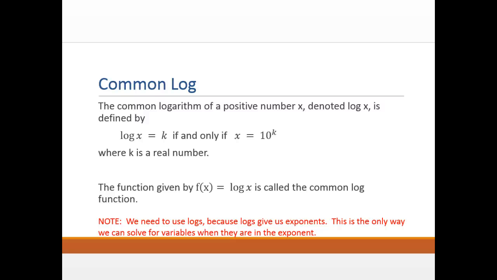We're going to first start by defining what a common log is. The common log of a positive number x, denoted by log of x, is defined to be log of x equals k if and only if x equals 10 to the k, where k is a real number. Notice that k equals log of x. So if we were actually looking for what k was and we knew what x was, we could actually solve this. Logs are very important because logs actually give us exponents.